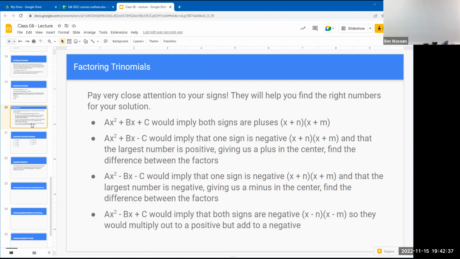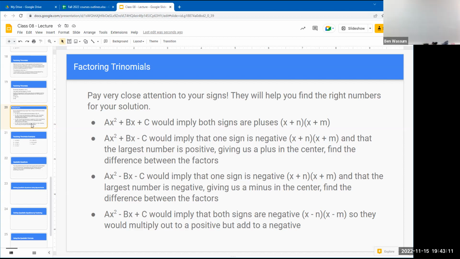But the signs are important. The signs are very important because if I'm looking for 2 things that multiply out to the last term, well, if that's a positive versus that being a negative, that's going to make a difference. If 2 things multiply out to a negative, well, that means one of those numbers is a negative number, right? Whereas if 2 things multiply out to a positive, that means either they're both positive or they're both negative. So that's the main thing.